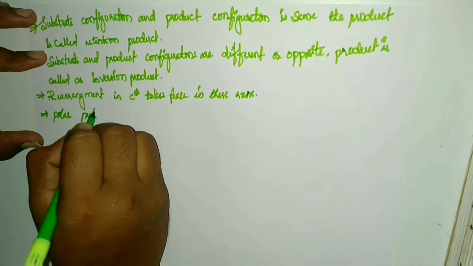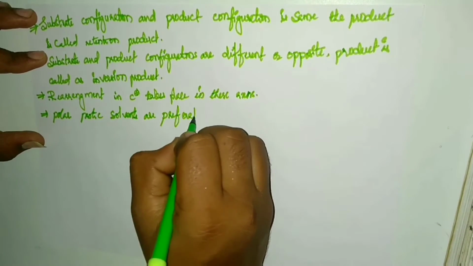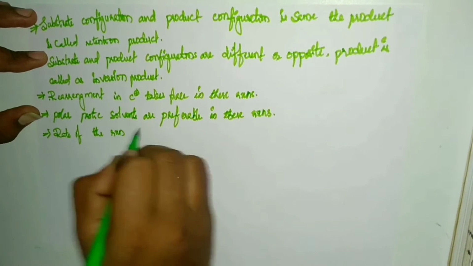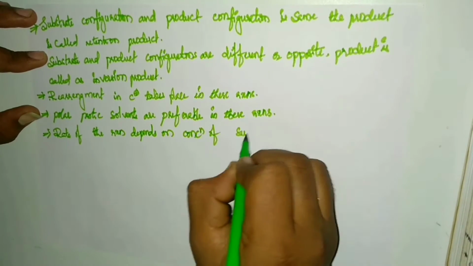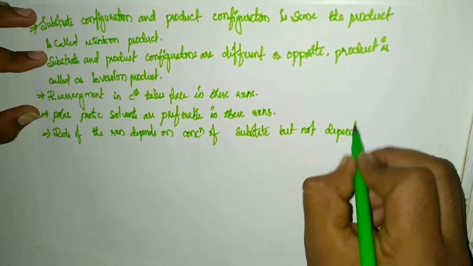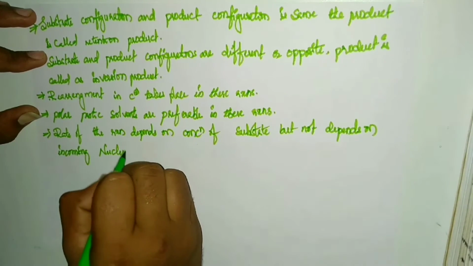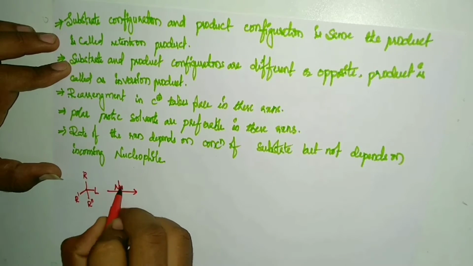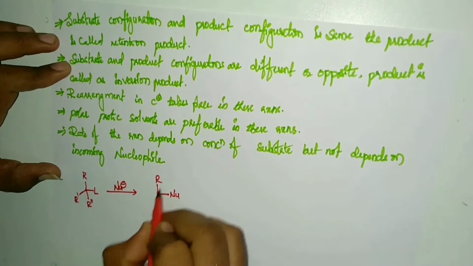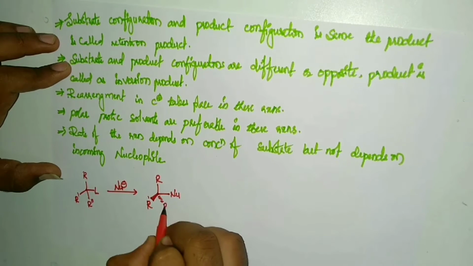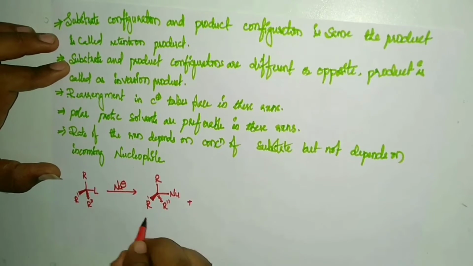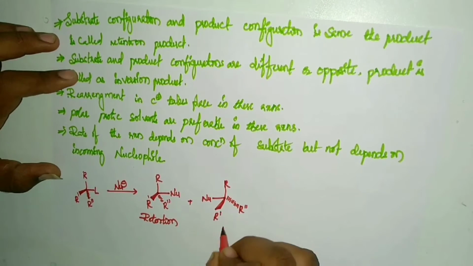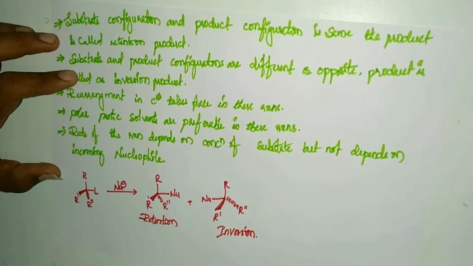Polar protic solvents are preferable in these reactions. The rate of the reaction depends on the concentration of the substrate but not on the incoming nucleophile. Here, only the concentration of the substrate matters. In the example, if the leaving nucleophile and the incoming nucleophile are in the same position, that is the retention product. If the incoming nucleophile occupies the opposite side, it is the inversion product. You can see it clearly.